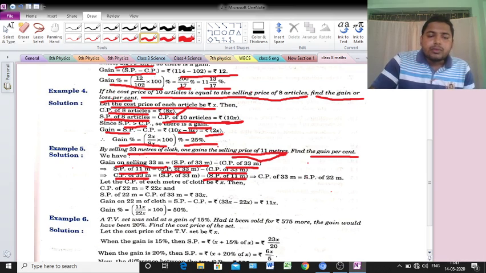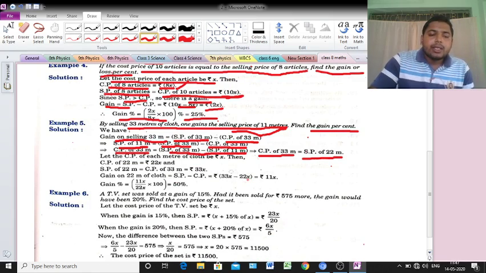Now so we are getting what? In the next line we can write: CP of 33 meter equal to SP of 33 meter minus SP of 11 meter. That means what? SP of 22 meter. 33 minus 11, what? 22 meter. So that's why written here, after subtraction we are getting SP of 22 meter. Understood or not? Okay, I hope you understood. So try to understand.